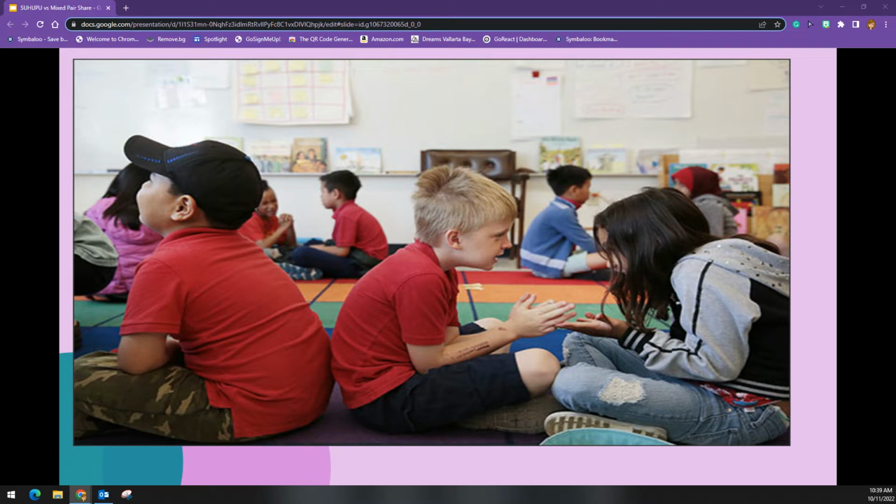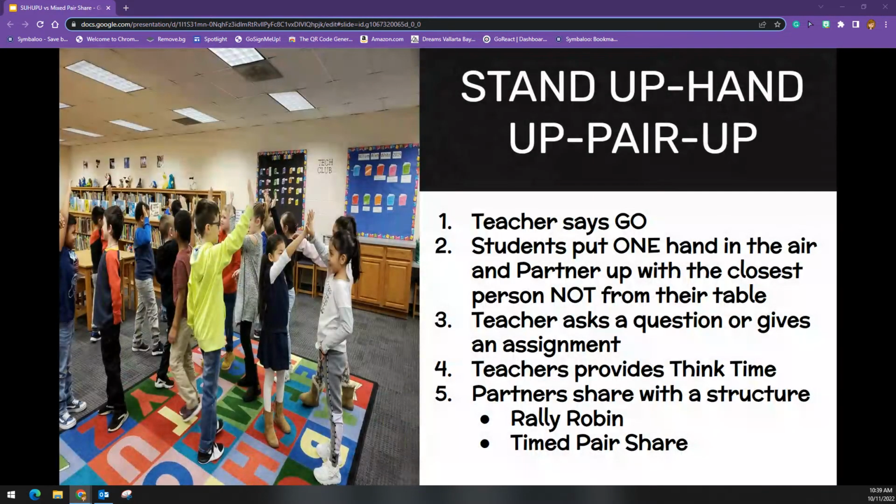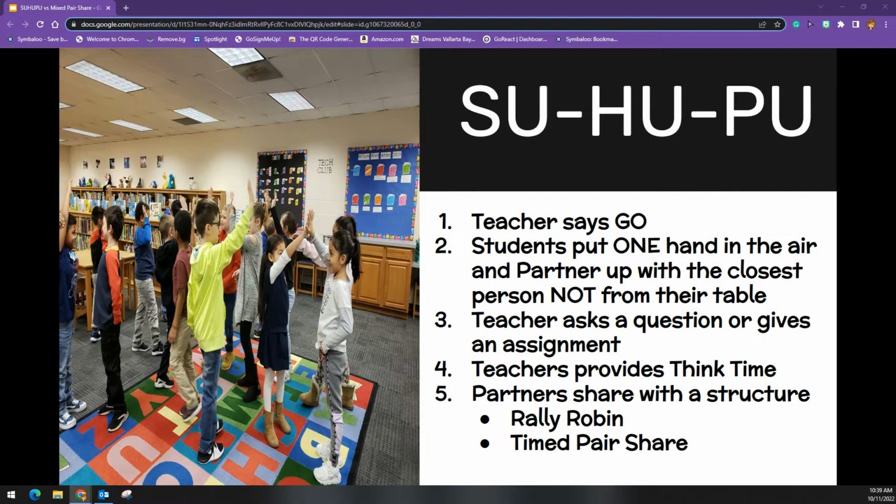It is also important to note that by having your students engage in Stand Up, Hand Up, Pair Up, or Mix Pair Share, you will have your students talking with partners who are not at their table to get different perspectives and learn to work with many different students. These are just some of the reasons to use these structures. So, are you ready? Let's dig in. Let's start with Stand Up, Hand Up, Pair Up, or as I like to call it, SUHUPU.